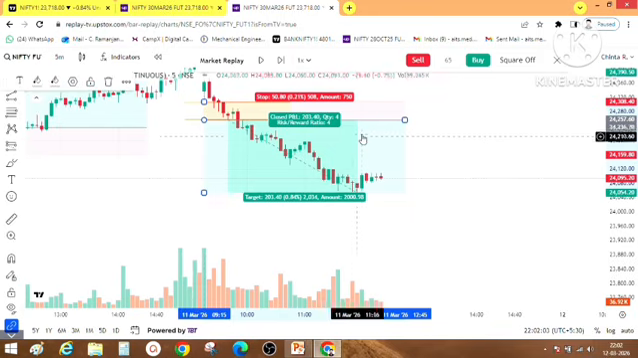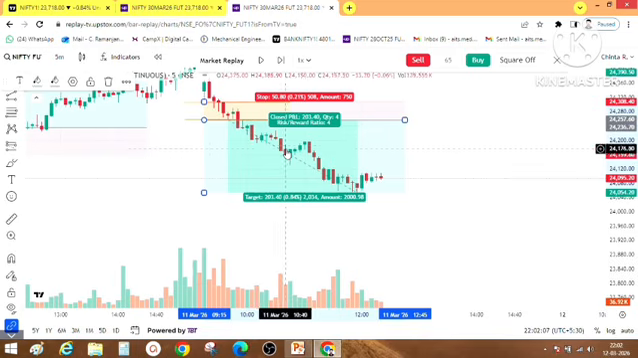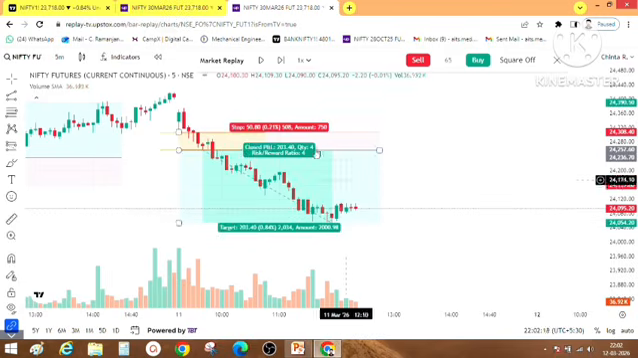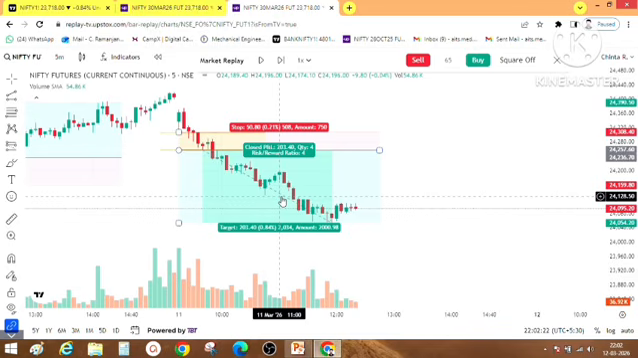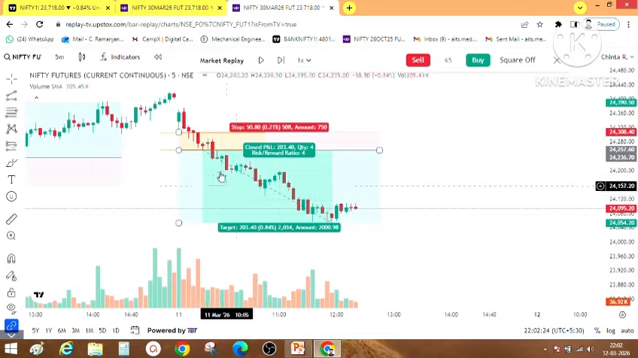See here, almost it reaches 1:4, 1:5 also. But we should not be that much greedy. One lot has to be booked, and the second lot you need to trail. That's the only thing we need to follow. Don't be so greedy, because market is supreme. Anytime it can come back. So be cautious about that.